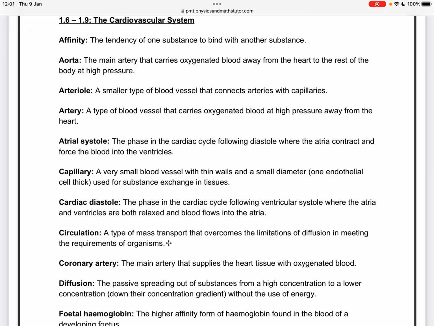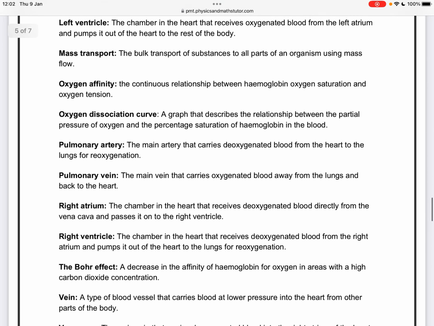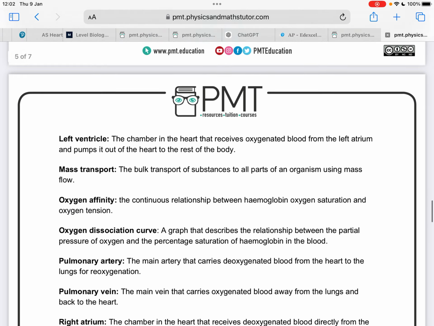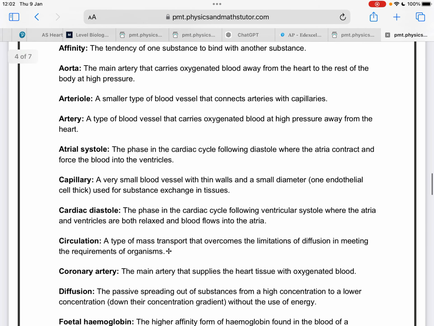The atrial systole is the phase in the cardiac cycle following the diastole, where the atria contract and force the blood into the ventricles. The ventricular systole is the phase in the cardiac cycle following atrial systole, where the ventricles contract and force the blood out of the heart and around the body. The cardiac diastole is the phase in the cardiac cycle following the ventricular systole, where the atria and ventricles are both relaxed and blood flows into the atria.